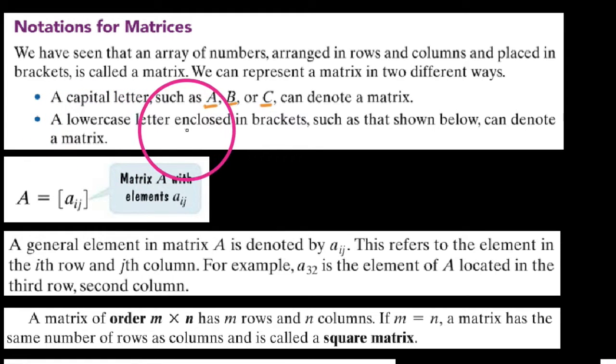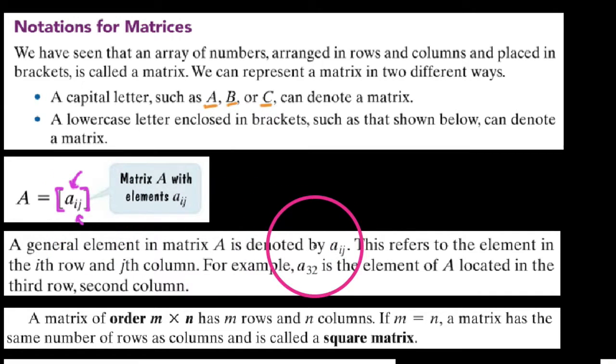But we also say that a lowercase letter enclosed in brackets, such as the one shown below, can denote a matrix. So what you'll see here is that our matrix A is given on the left as this capital letter A, but sometimes we write it with these brackets here. And of course, all matrices have brackets around them. But what you see on the inside of this is just little a_ij. And so what this is representing are all of the individual elements that are inside of this matrix.